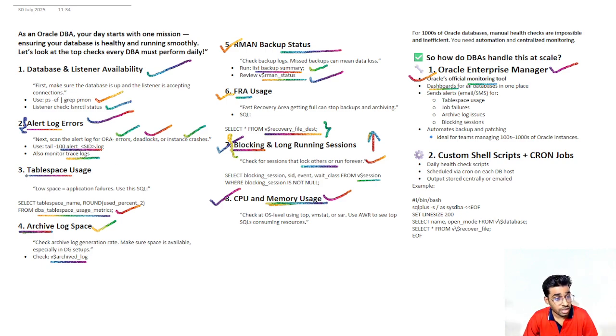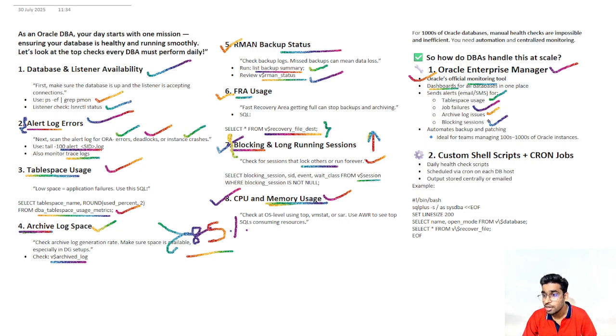And I can schedule tablespace alerts beyond a threshold. If it crosses, I need to add space to the tablespace. Those types of alerts I can also set, like tablespace usage, job failures, and archive log issues. If the archive log space crosses above 85%, I should get an email to add more space to this archive destination. And for blocking sessions, if there are any blockers in my database, I need to get an email so that I can take action to tune those sessions. I can also automate backup and patching with this OEM. In OEM we can configure alerts for thousands of Oracle instances.